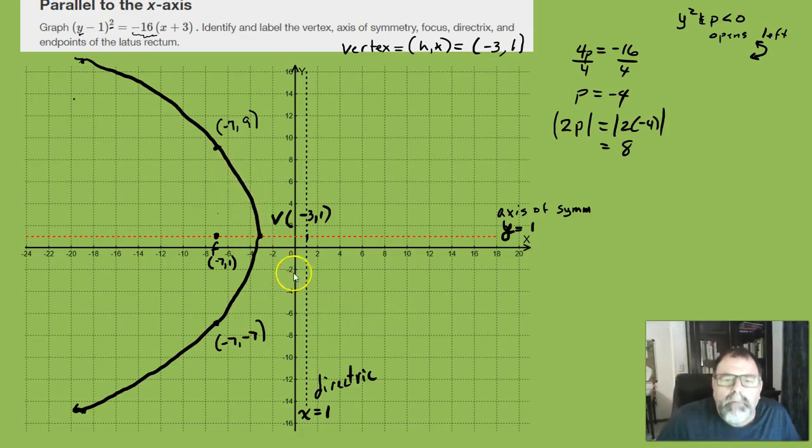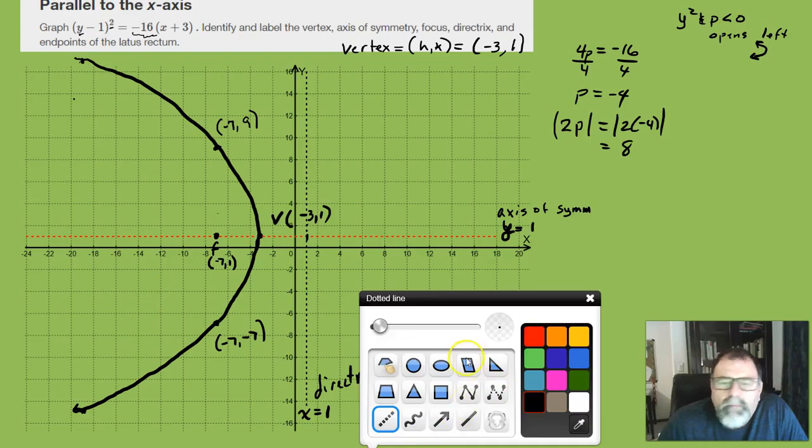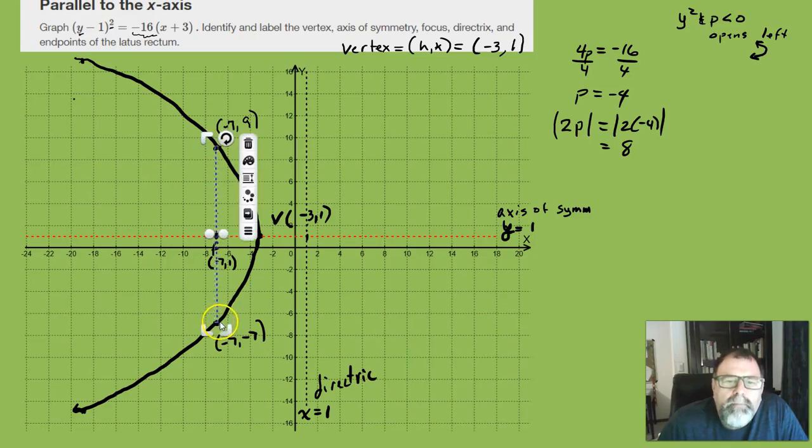There we go. See, did I label everything? I got my vertex, -3, 1, my axis of symmetry, y equals 1, my focus, -7, 1, my directrix, x equals 1, and the endpoints of my latus rectum. So the endpoints of the latus rectum. Okay, so that dotted line is the latus rectum. The endpoints are -7, 9 and -7, -7.